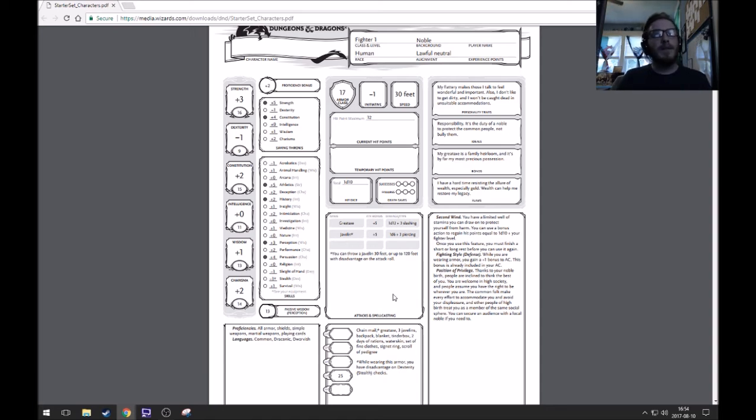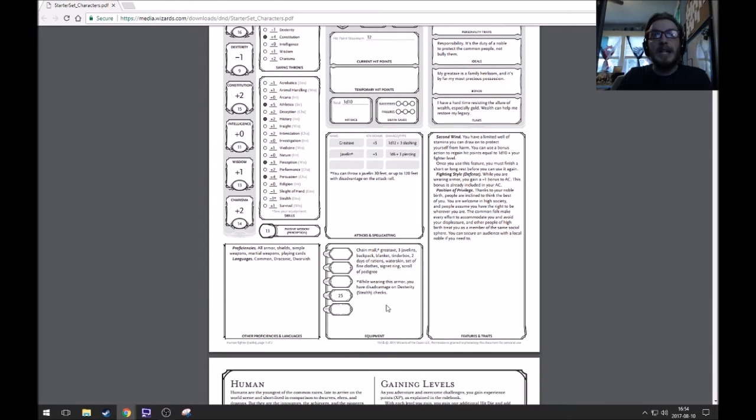So you can throw a javelin 30 feet normally, or you can throw it to 120 feet with disadvantage. So you roll 2 dice and you take the lower of the 2 values. So more likely than not, that javelin's probably going to miss at 100 feet. But then again, most people can't hit a target that's 100 feet away with a javelin.